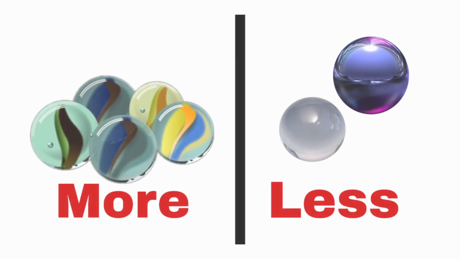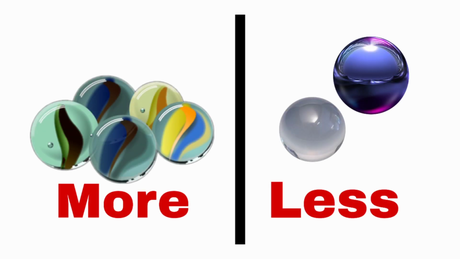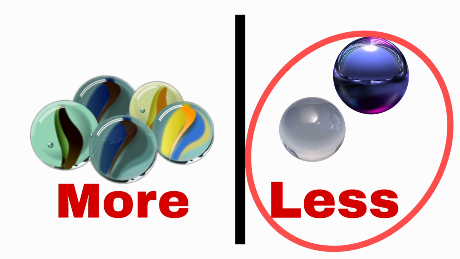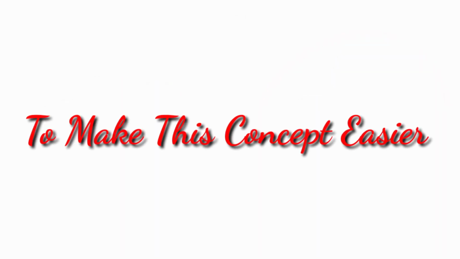Now, in this topic, we will learn to compare objects based on their quantities. Quantities means numbers. When we have two objects of different quantities, one is more in quantity and the other is less. So now, to make this concept easier to understand, we will have some pictures. Shall we see the pictures?